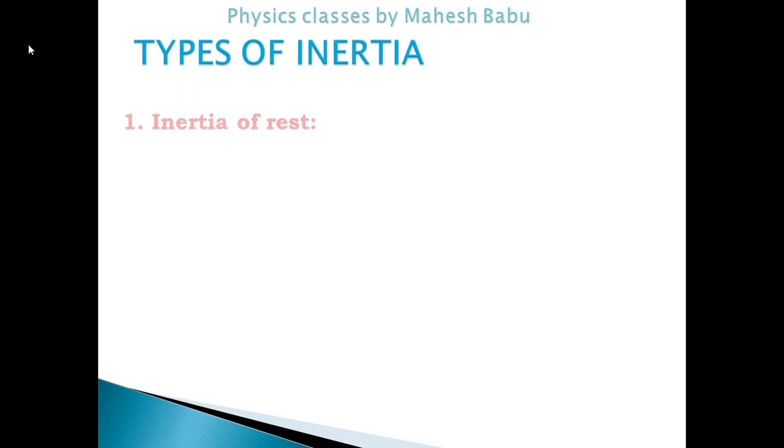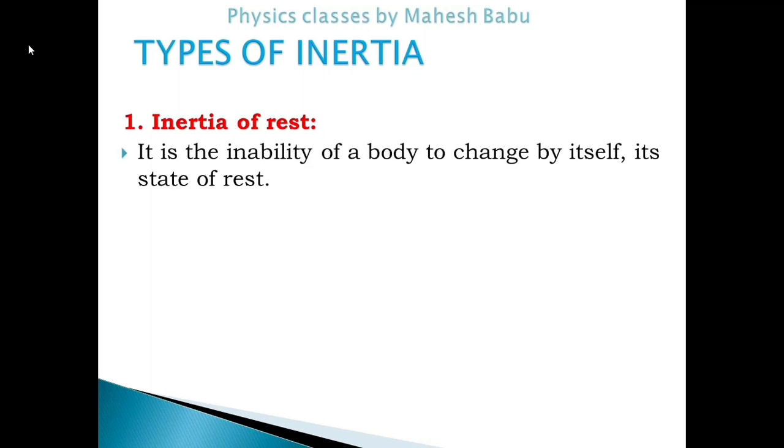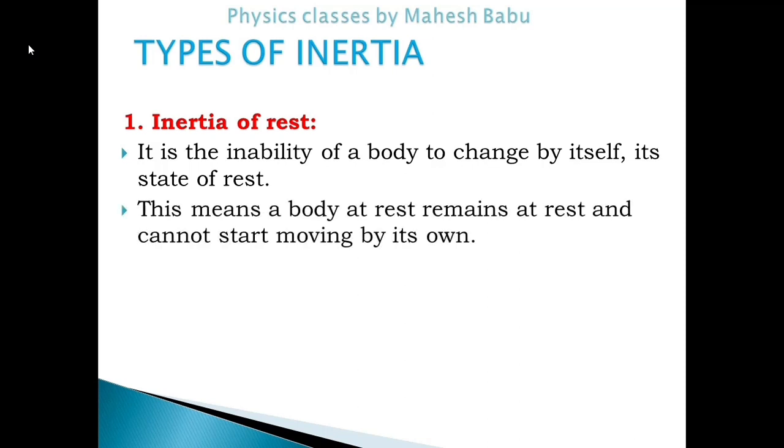Now we have three types of inertia. The first one is inertia of rest. Inertia of rest is the inability of a body to change by itself its state of rest. If a body is kept at rest, it tries to stay at rest. It cannot start moving on its own. If any external force acts, it will change.